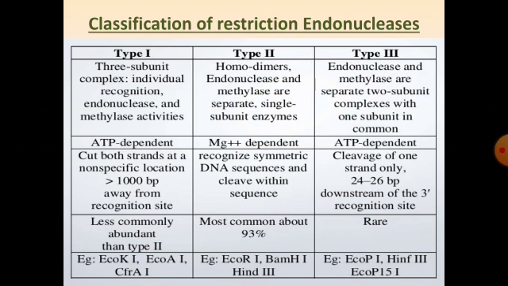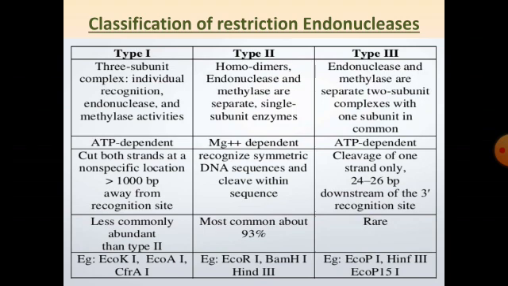Type 1 restriction endonucleases are three subunit complexes. They have individual recognition, endonuclease and methylase activities. It is an ATP dependent enzyme. It cuts both strands at a non-specific location, greater than 1000 base pairs away from the recognition site. It is less commonly abundant than type 2 restriction endonuclease. Examples for type 1 are EcoK1, EcoA1, then CfrA1.